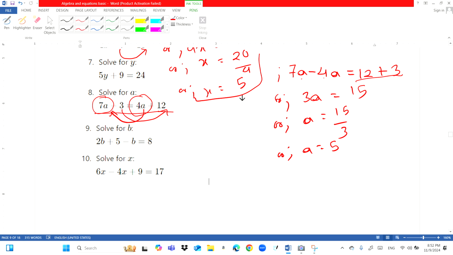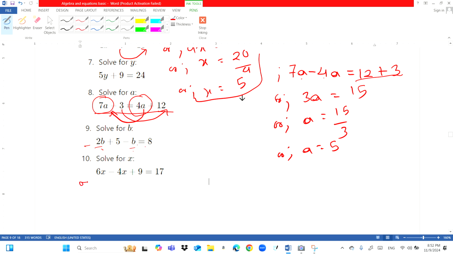I'm not able to write. I need to select the pen. Yeah, there I go. Now let's look at this one. This one is also very easy. 2a minus a is a, 2b minus b is already b, and this 5 goes to the other side. 8 minus 5 is 3, b is 3 already. This one is really easy.